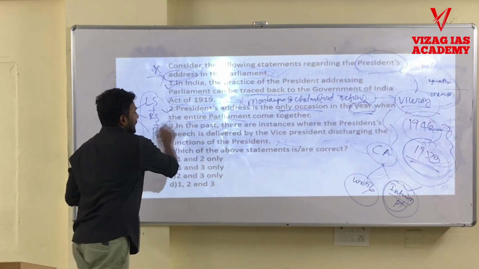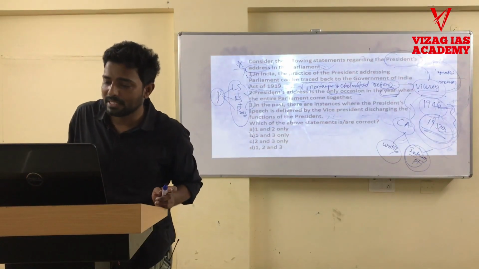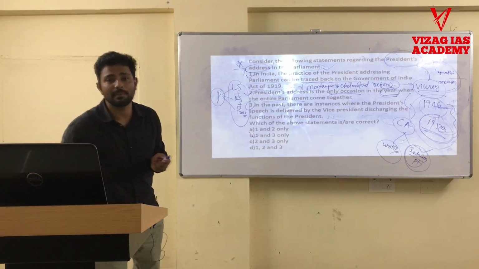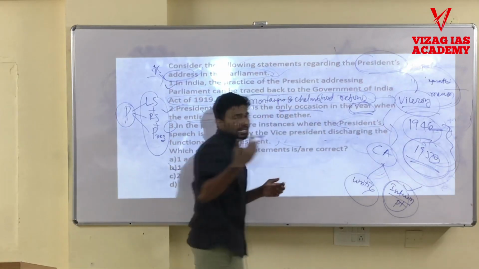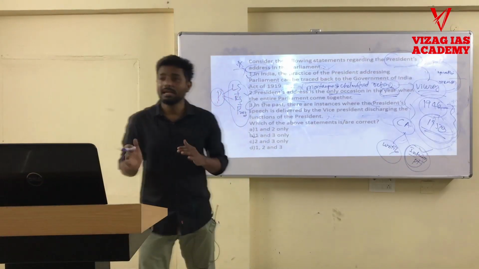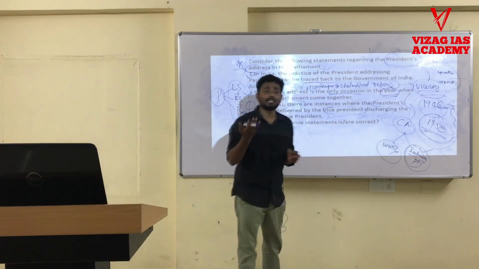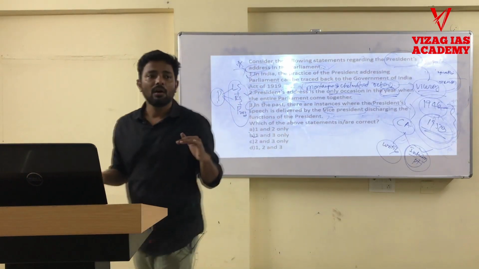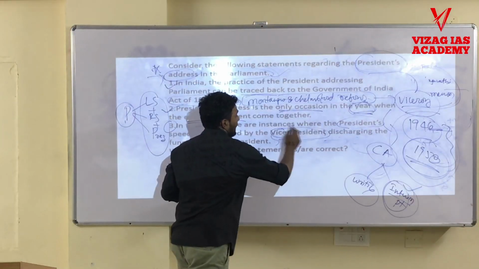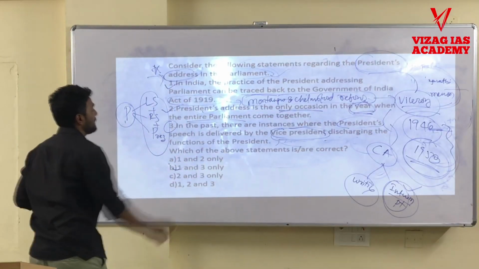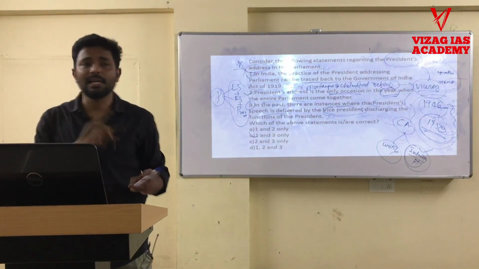And the third thing is, in the past there are instances where the president's speech is delivered by the vice president discharging the functions of the president. It happened on several occasions when the president's seat is either vacant or the president is absent. Then whoever is doing the president's duty, usually the vice president, and in some cases the CJI, Chief Justice of the Supreme Court, also addressed. So that was the case. In cases where the president couldn't deliver his speech, that was done by the vice president. The vice president, in the capacity of the president, addressed the houses.